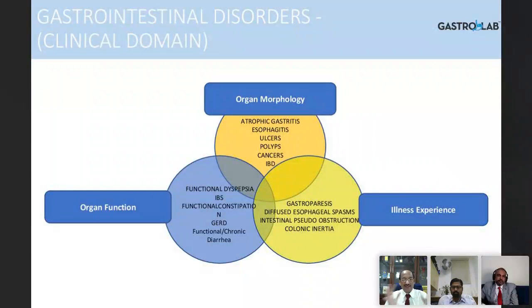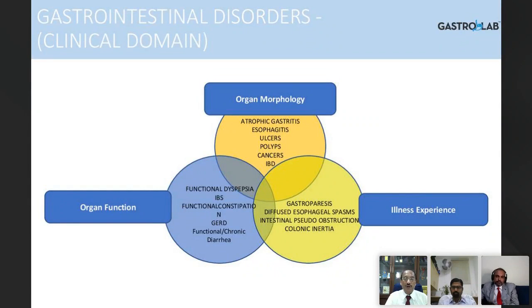And the Rome criteria have divided it into 2 types. One is the epigastric pain syndrome, which typically resembles an ulcer disease, but you do an endoscopy and you don't see an ulcer. The other component is the postprandial distress syndrome, the PDS. There, after food, the patient feels heavy and bloated until the food leaves the stomach. Then you have irritable bowel syndrome, functional constipation, GERD, and functional or chronic diarrhea. All these could be functional.